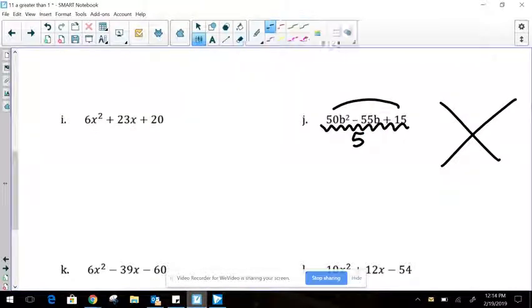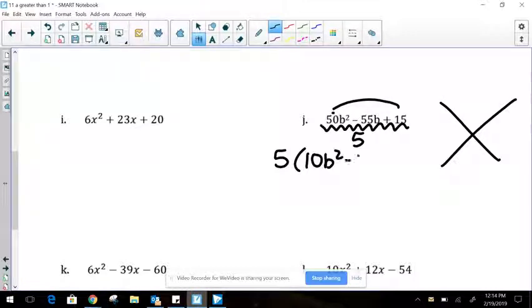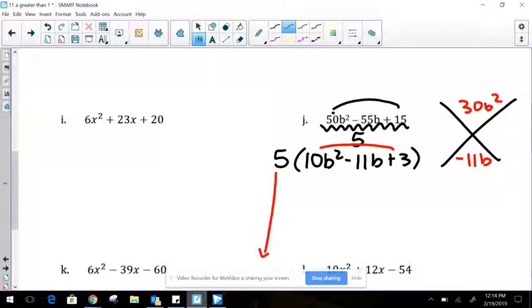Okay, so I am dividing everything by 5. So I can write my 5 here. So 50 divided by 5 is 10b squared minus 11b plus 3. Okay, now this is the problem I'm dealing with. So 10 times 3 is 30b squared, negative 11b. Oh my gosh, that's so much better. Also, I'm going to have you draw an arrow down with this 5 so we don't forget about that.